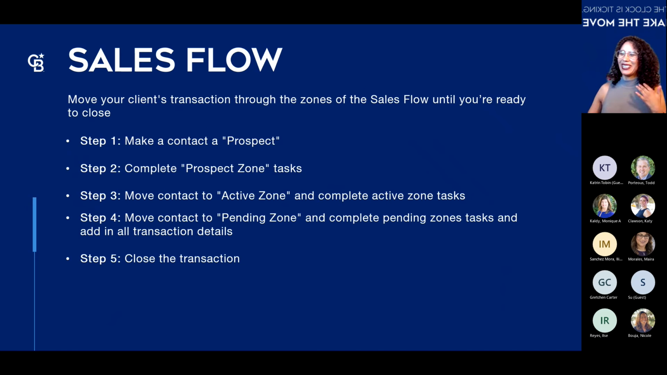It makes a contact a prospect. So it moves your client transaction through the different zones for you. The moment you put the contact as a prospect, it'll put it at step 1. Once that prospect has gone in and said, okay, well, now I'm ready to start looking, I've gotten pre-approved, well, now they're more into the active zone.